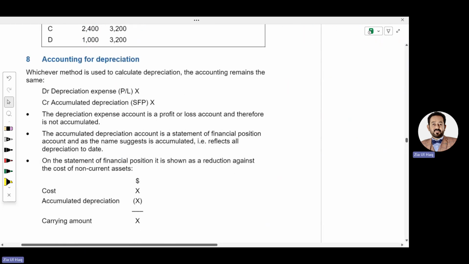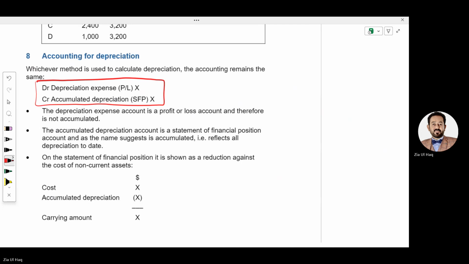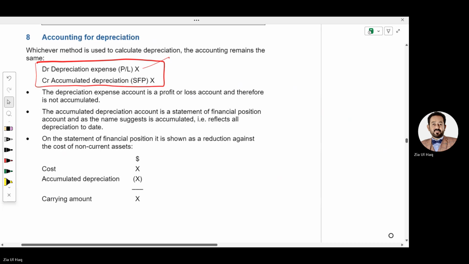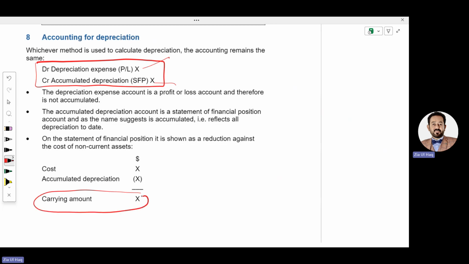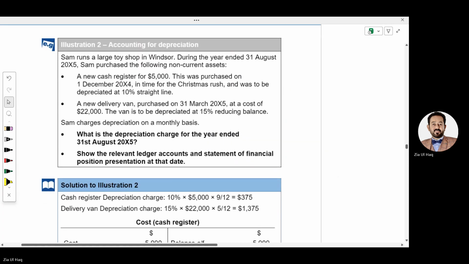Let's move forward. What is the accounting entry for depreciation? Depreciation expense debit, accumulated depreciation credit. Depreciation expense will be recorded in the profit and loss account as an expense. And this accumulated depreciation will be deducted from asset cost in the balance sheet. In the balance sheet, we record the asset at carrying value. How? Cost less accumulated depreciation. Illustration 2.